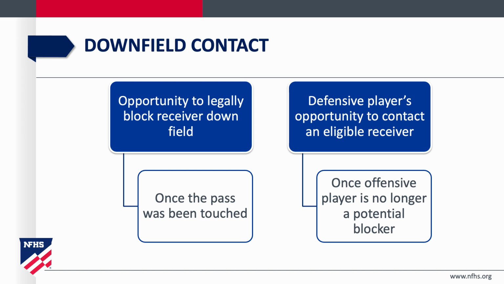There is a window of time for a defender to be able to legally contact an eligible receiver. The rulebook states that a defensive player shall not contact an eligible receiver who is no longer a potential blocker. The window closes when he is no longer a potential blocker. What does this mean? Once the receiver has gone past the defender, we know he is running his route. This leaves a lot of gray area for us to make judgment calls.